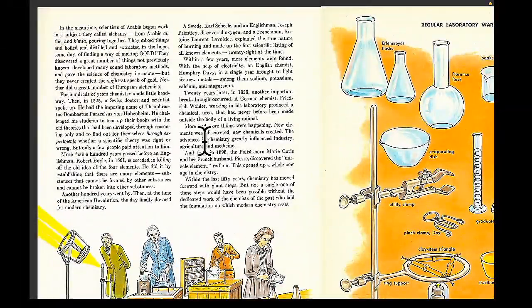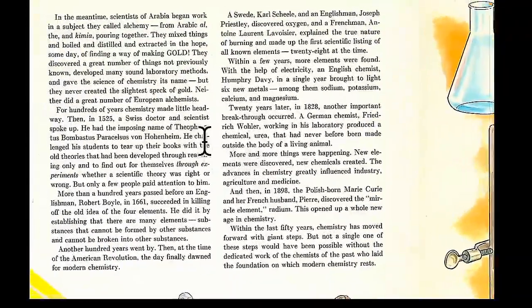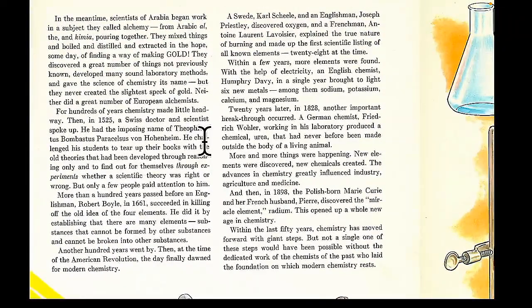In the meantime, scientists of Arabia began working in a subject they called alchemy, from the Arabic al-chemi, meaning pouring together. They mixed things and boiled and distilled and extracted in the hope of someday finding a way of making gold. They discovered a great number of things not previously known, developed many sound laboratory methods, and gave the science of chemistry its name. But they never created the slightest speck of gold. Neither did a great number of European alchemists. For hundreds of years, chemistry made little headway.